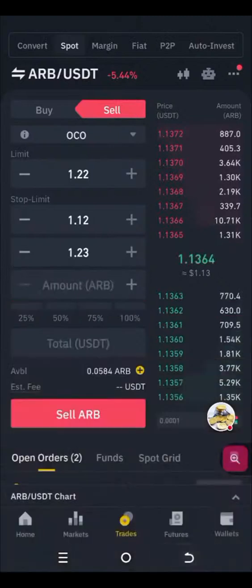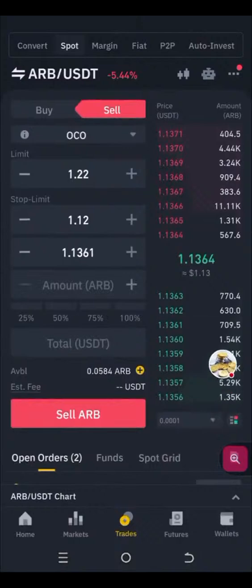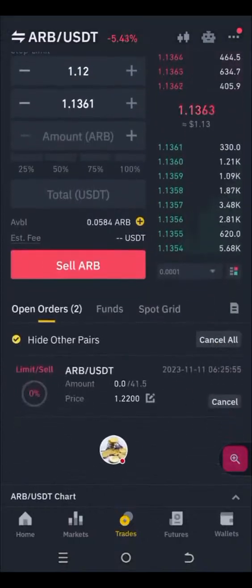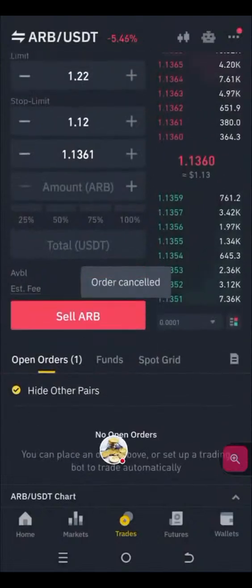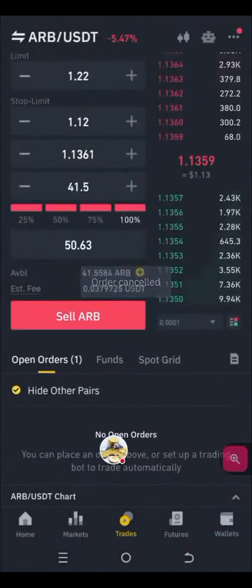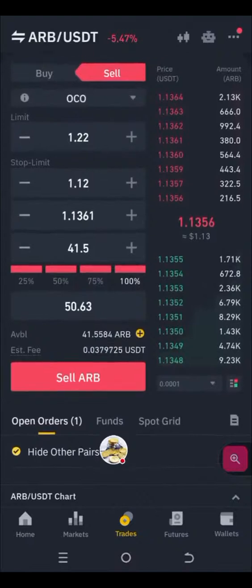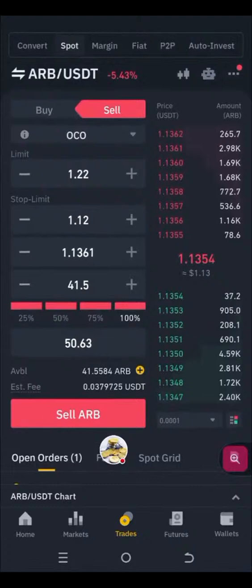Maybe just for the sake of this, I should cancel that so that you can see what I'm saying. If I cancel this, don't forget what I put here is 1.22. So you just pick up everything, right? Can you see what's going on here? All of these things are set. By the time I click on my sell ARB, one of two things is going to happen, and that's one cancels the other.